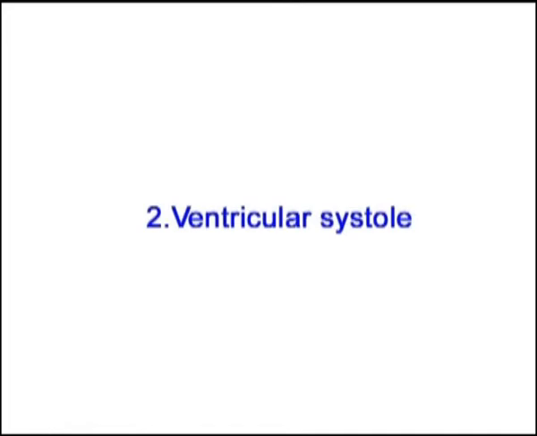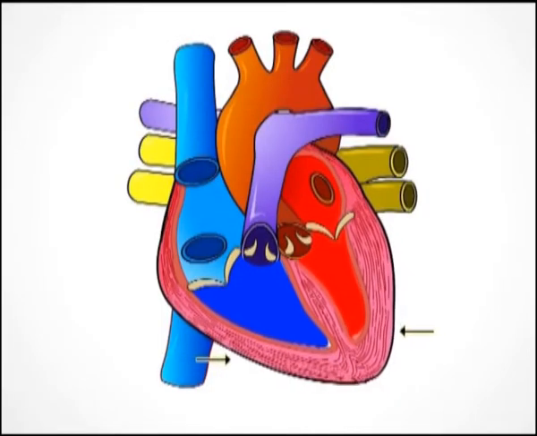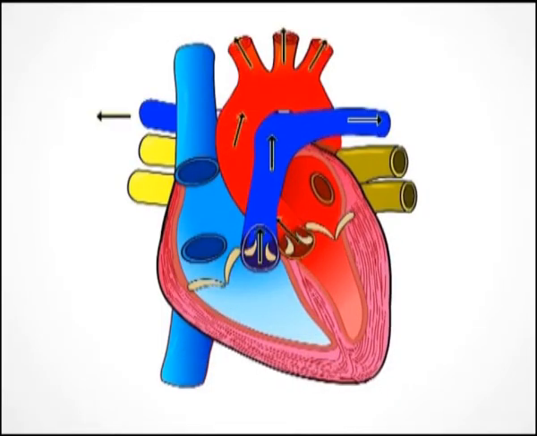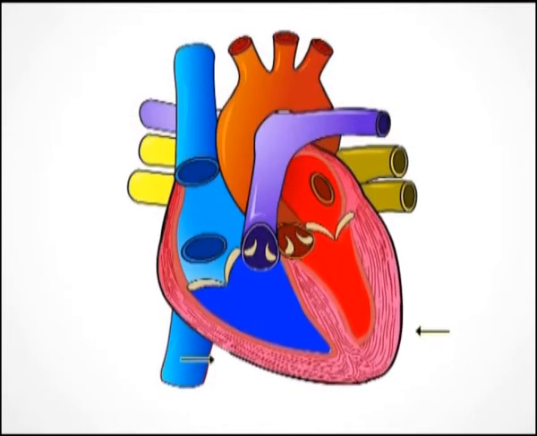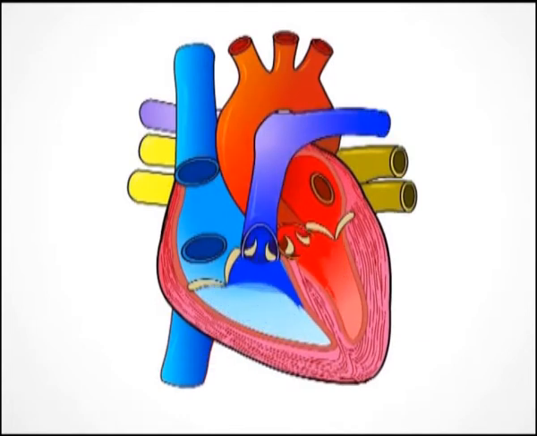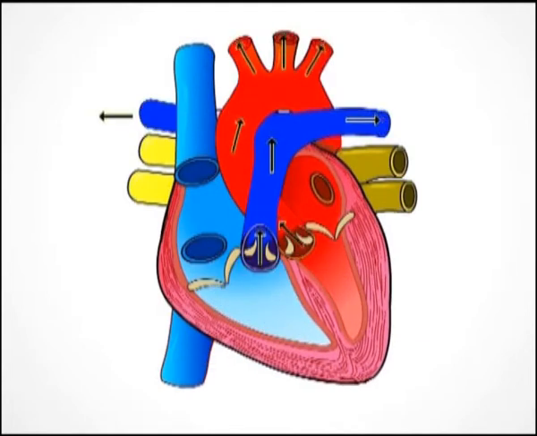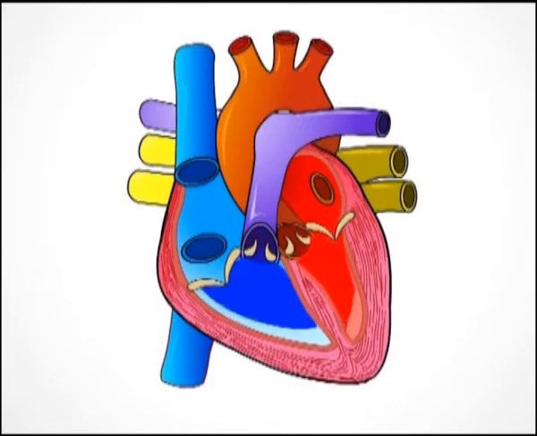Ventricular systole. Both the ventricles contract at the same time and pump blood into the blood vessels. The right ventricle pumps blood into the pulmonary artery and the left ventricle pumps blood into the systemic aorta. The auricles begin to relax during this period.